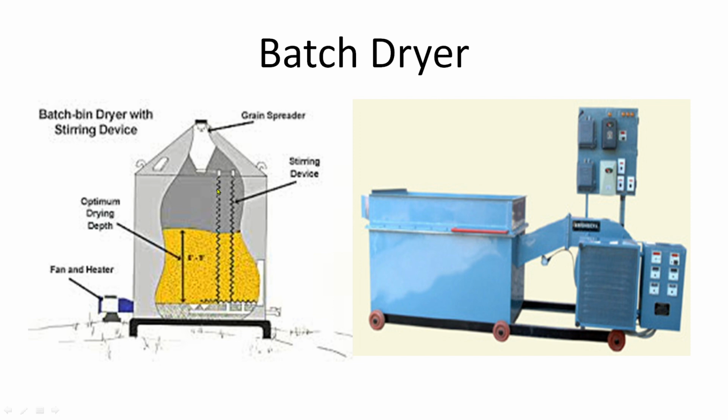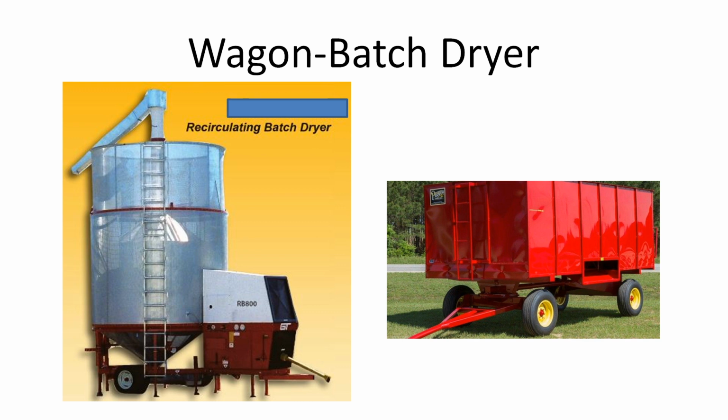So a mechanical device which assists in stirring the whole seed load has to be installed in the batch dryer, and it has to continuously stir the seed load during the entire process in order to uniformly distribute the heat and the moisture content over all the seed load. Next one is the Wagon-Batch Dryer.